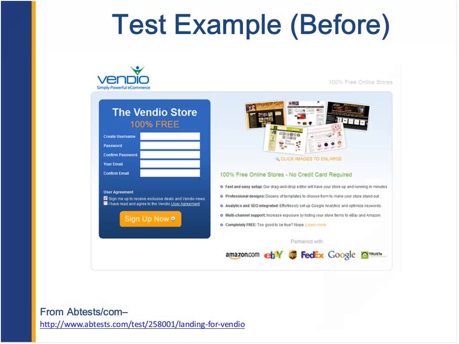The other example, the last example that I have here, again, this is actually a really good example, and this page might have done pretty well in converting traffic. You can see they have the lead capture form on the page. They're using contrasting colors with the blue and the yellow button. They actually have 100% free, the Vendio store, and then next to that, they have some great bulleted content. This I got from abtests.com, another great place where they have other test examples that I found really interesting.